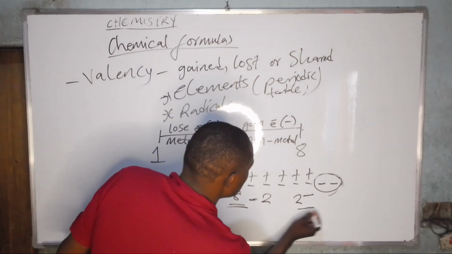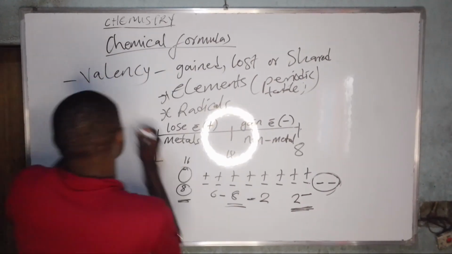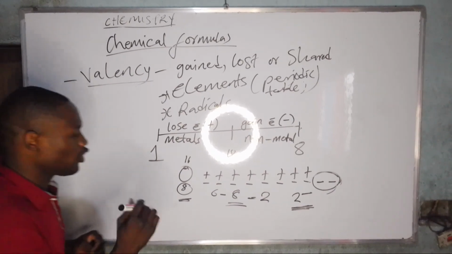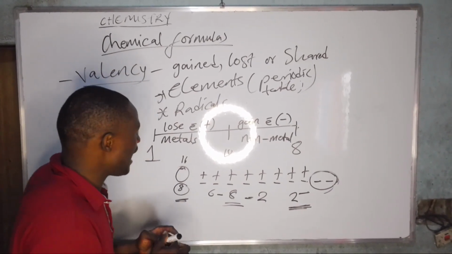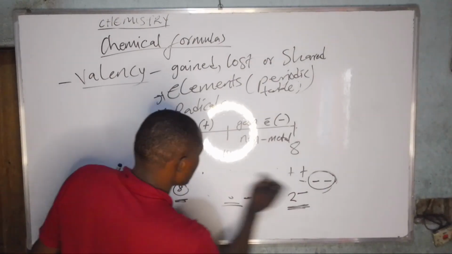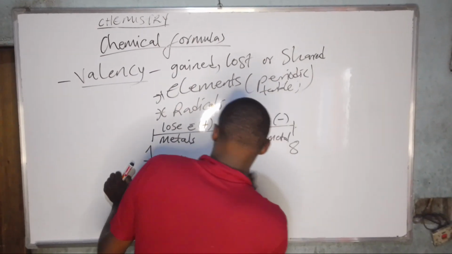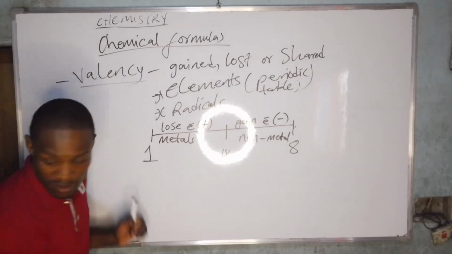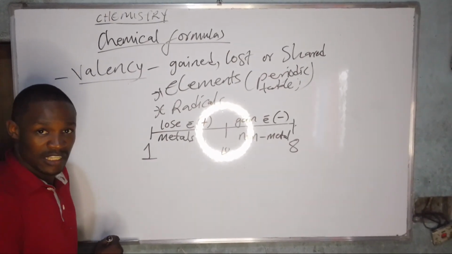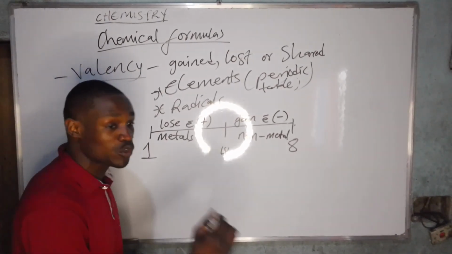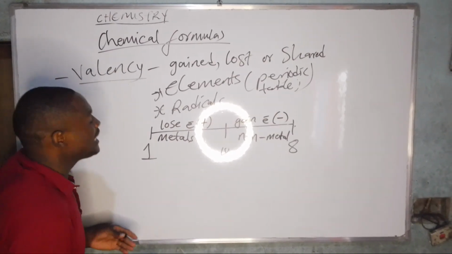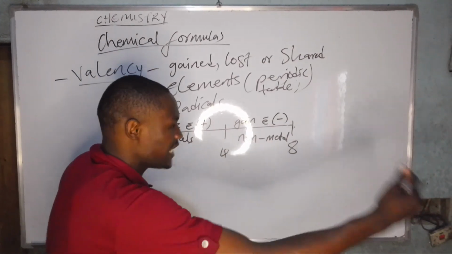Therefore, we consider this -2 as a valency of oxygen. Let's go to another example, which is a quick one. Magnesium. If we go to magnesium, we find that in magnesium, the outermost shell will consist of only 2 electrons. And it is also in group 2, which means for magnesium to be stable, it has to lose 2 electrons.